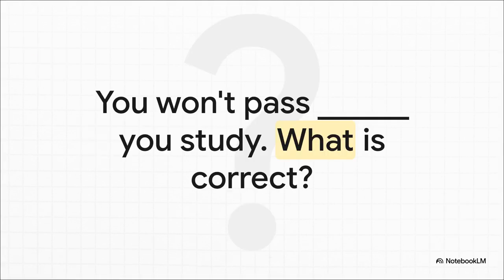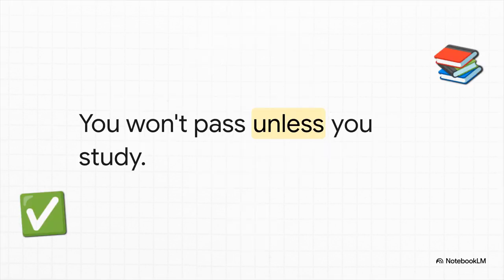Let's try one more. You won't pass blank, you study. Think back to our specific rules on conditions and those negative consequences. Which of these three options creates a perfectly logical sentence? Spot on. The answer is unless. It acts as the critical condition here, meaning if you do not study. The sentence structure holds up beautifully, and we avoid any of that double negative confusion.